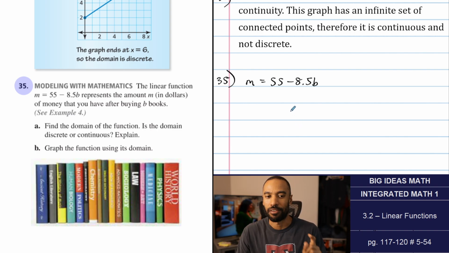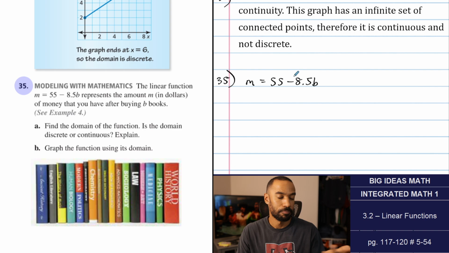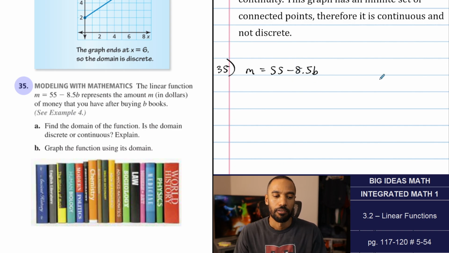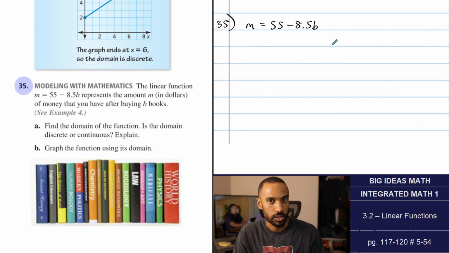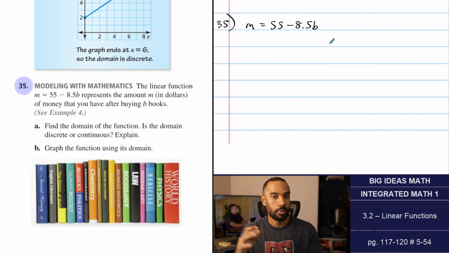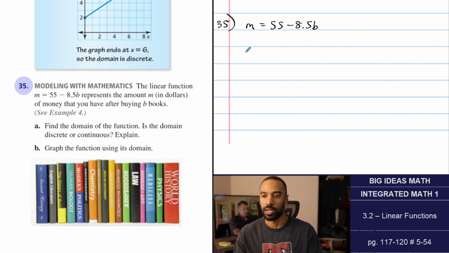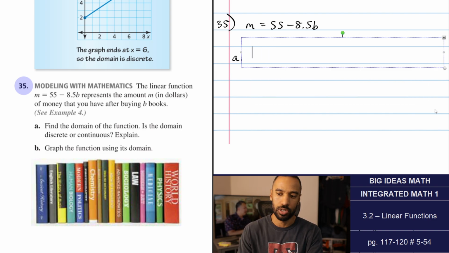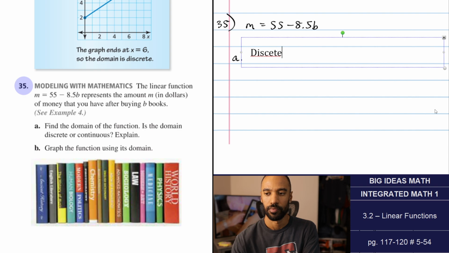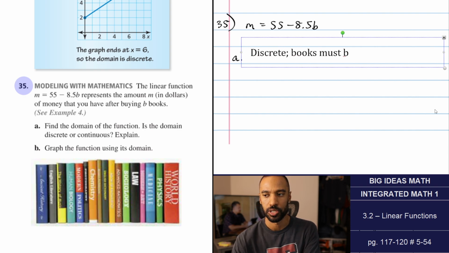The amount of money you have after buying b books. The more books you buy, the less money you have. Find the domain of the function. Is the domain discrete or continuous? Explain. Now, I want to state whether it's discrete or continuous first, right? You either buy a book or you don't. So that sounds discrete, right? That's how I wanted to describe it. Now, finding the domain's a different story, but you either buy a book or you don't. Therefore, it is discrete. Books must be purchased in whole number amounts.